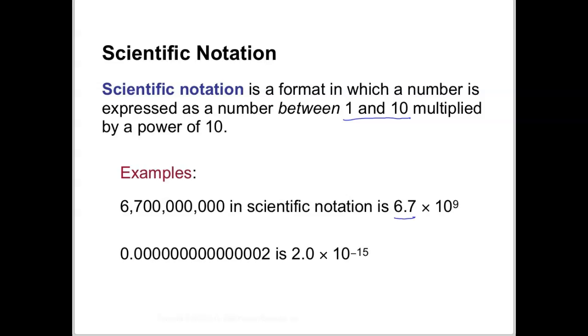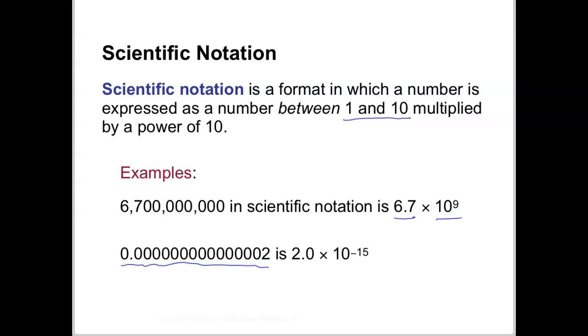6.7, between 1 and 10, and then we would just do times 10 to the ninth. Or another very, very small number, which I'm not going to go through saying all those zeros, that would be 2.0 times 10 to the negative 15th.